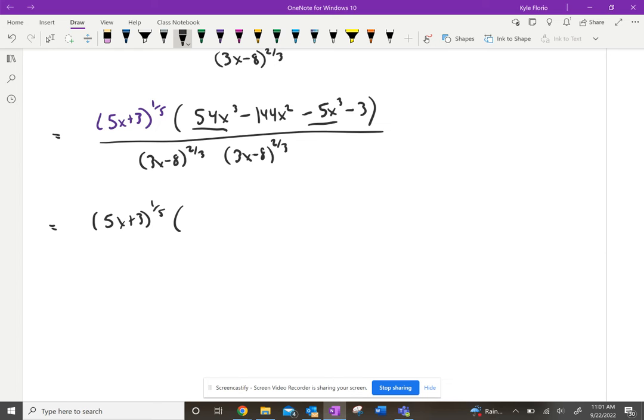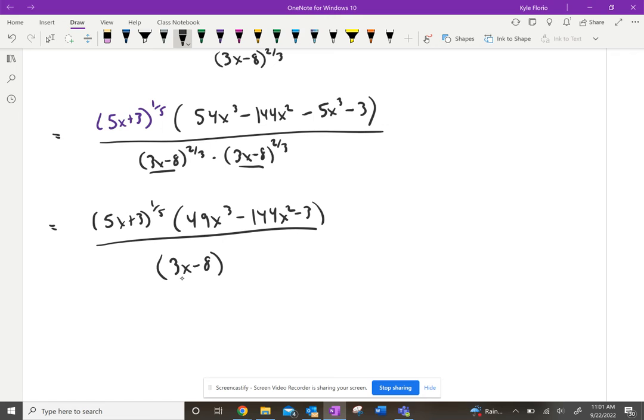54x squared minus 5x squared, that's going to give me 49, or not x squared, x cubed. It's going to give me 49x cubed. And just copy down the other numbers, 144x squared minus 3. And on the bottom, these numbers have the same base, so we can just add the exponents when we're multiplying. So 2/3 plus 2/3 is 4/3. So 3x minus 8 to the 4/3.